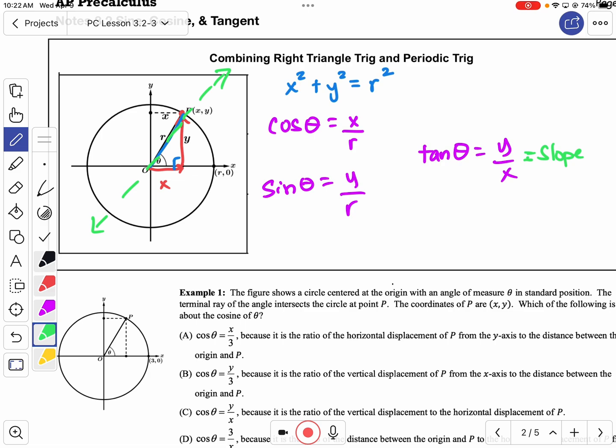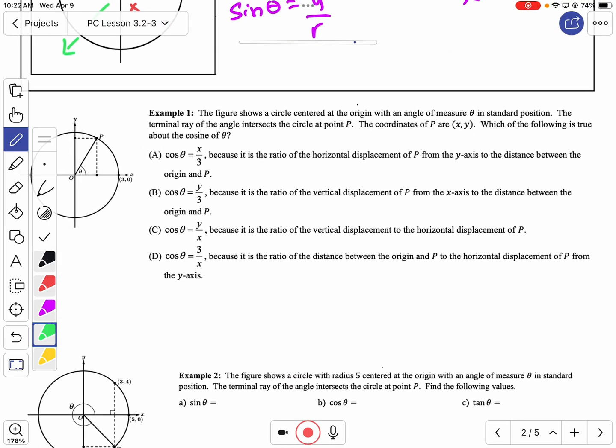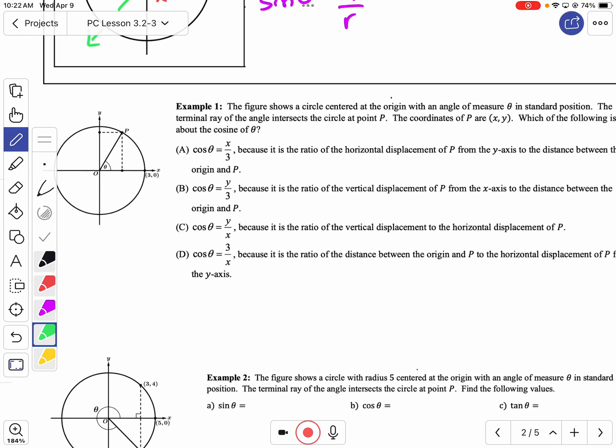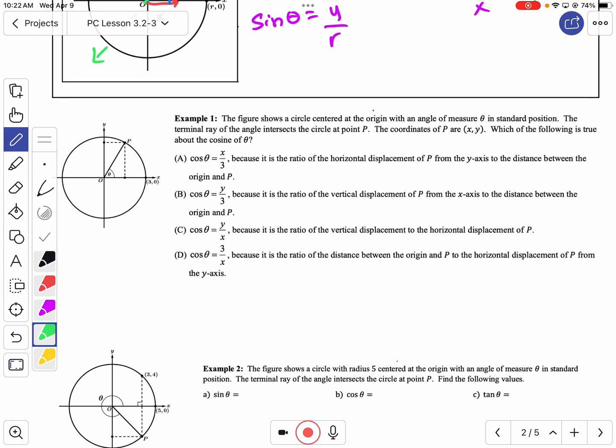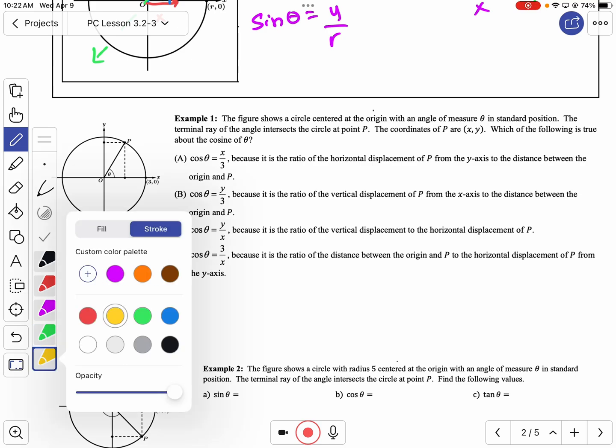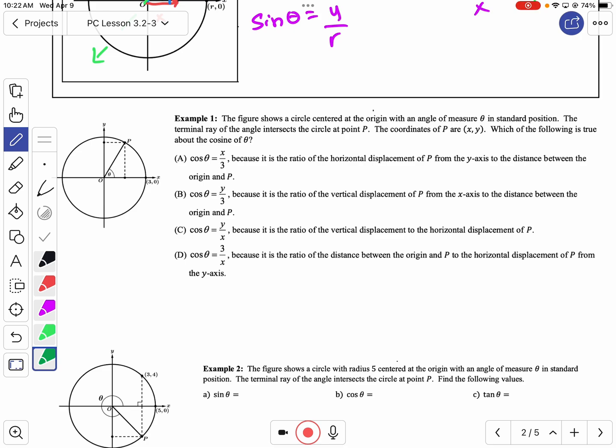All right, so let's do a couple of multiple choice examples and then one that's not. It says, the figure shows a circle centered at the origin with an angle measure of theta in standard position. So there's that terminology. One of the rays is on the x-axis and the other one goes to a point. The terminal ray of the angle intersects the circle at point P. So it's just telling me, hey, you've got an angle in here.